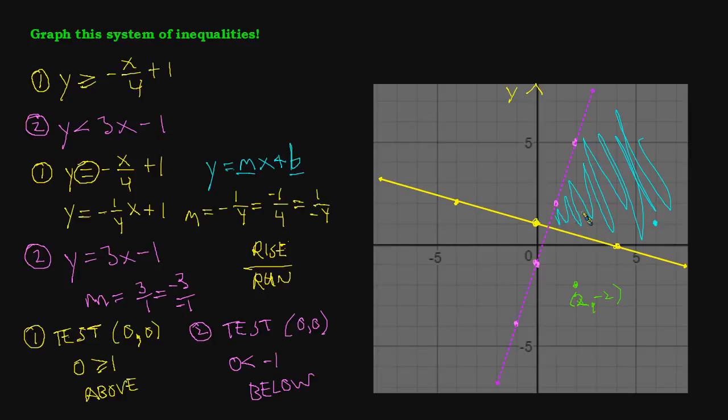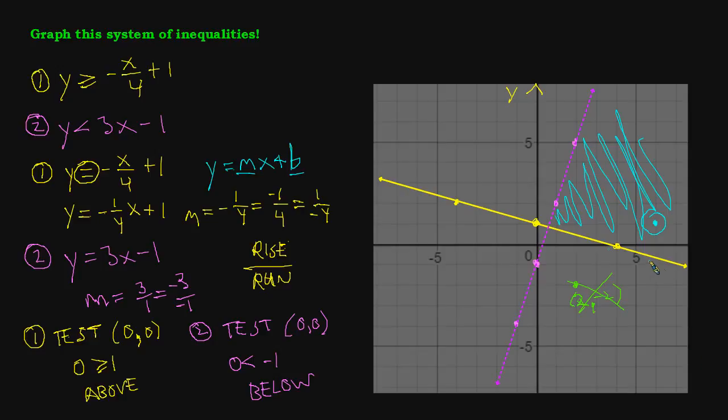And when we graph and we shade in this region here, what we're saying is this shaded region contains all solutions. Every x, y ordered pair in this region will make both of these true. Every x, y ordered pair over here, and over here, and over here, all of these will not be solutions. But any point over here, these are solutions.